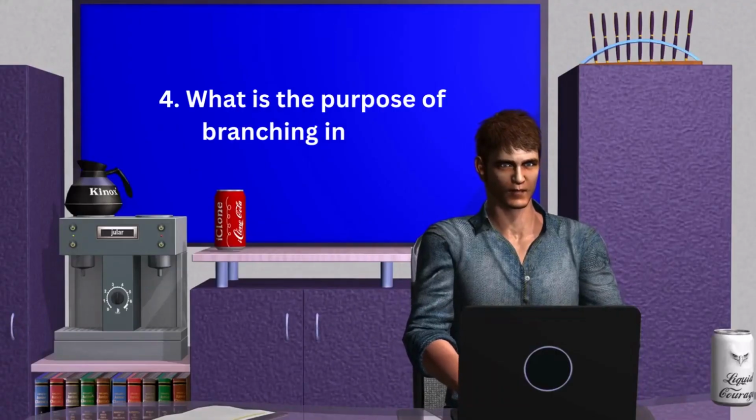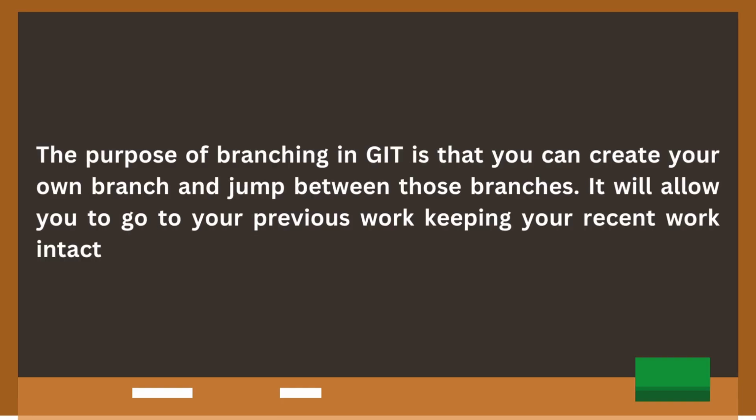4. What is the purpose of branching in Git? The purpose of branching in Git is that you can create your own branch and jump between those branches. It will allow you to go to your previous work keeping your recent work intact.